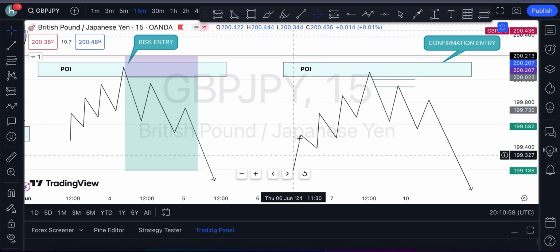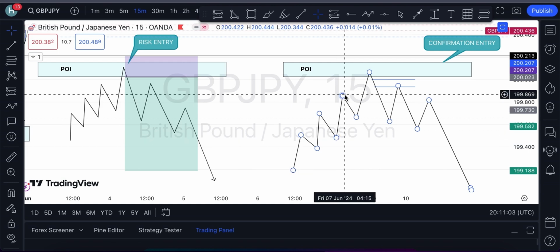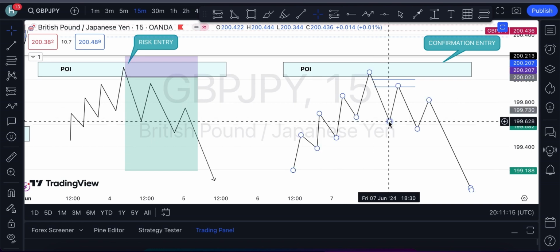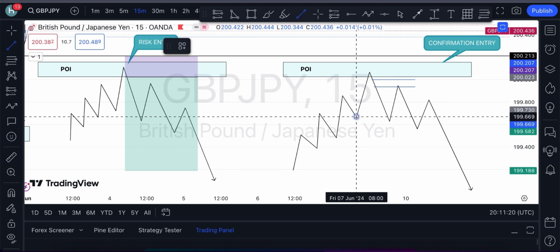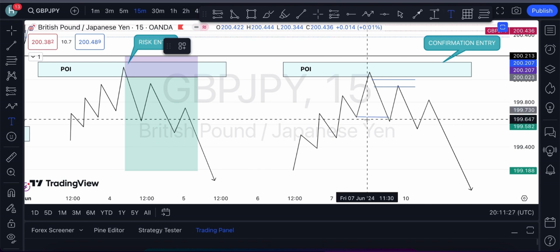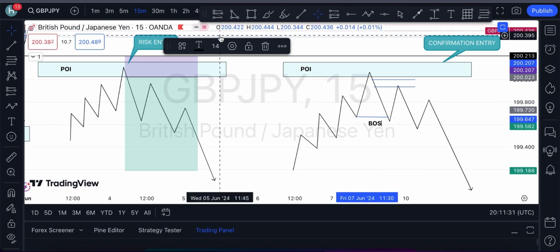So you can see here price is creating a series of higher high, higher low, higher high, higher low, higher high, higher low, then higher high, and then price gets to your POI, your point of interest. Then after price got to your POI, price did a break of structure. You can choose to call it break of structure or change of character, but I'm going to be using break of structure here so everybody can understand what I mean. So I'm going to be labeling this as break of structure.